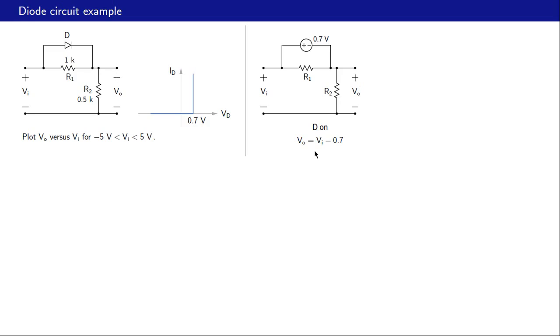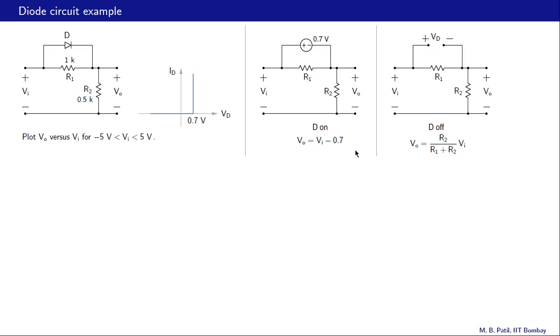We could of course get this by inspection. Let us take this node as the reference node, that is 0 volts. With respect to this reference node, this node is at Vi, this node is at Vo, and then we have Vo equal to Vi minus 0.7. So sometimes it's much easier to just get things by inspection rather than writing KVL, worrying about signs and so on. Alright, let us now look at the second case, that is the diode not conducting, and in that case we replace D with an open circuit as shown here.